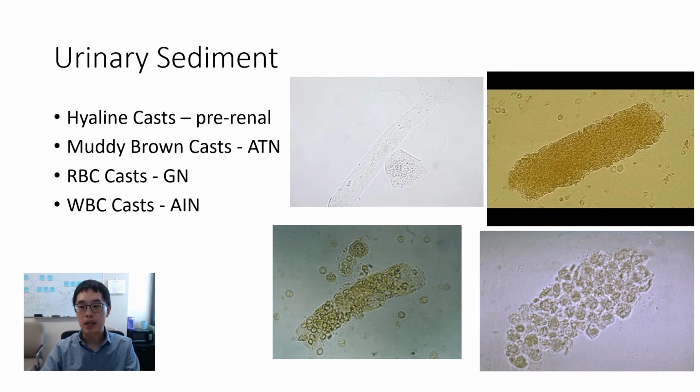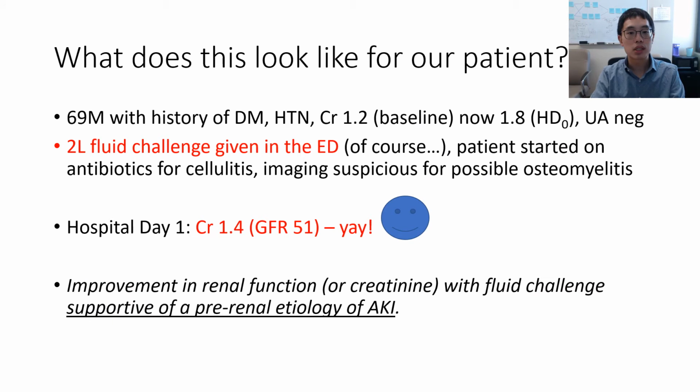On the upper right-hand side, we have a muddy brown cast. This is indicative that the patient has acute tubular necrosis. On the lower left, we have some RBC casts, which is indicative that the patient may have some sort of glomerular nephritis or glomerular etiology to their acute kidney injury. And then lastly, on the lower right-hand side, the white blood cell cast, which is very classic for acute interstitial nephritis. Now, these are relatively rare to see, but if you see them, they are more diagnostic of these etiologies. So what does this look like for a patient?